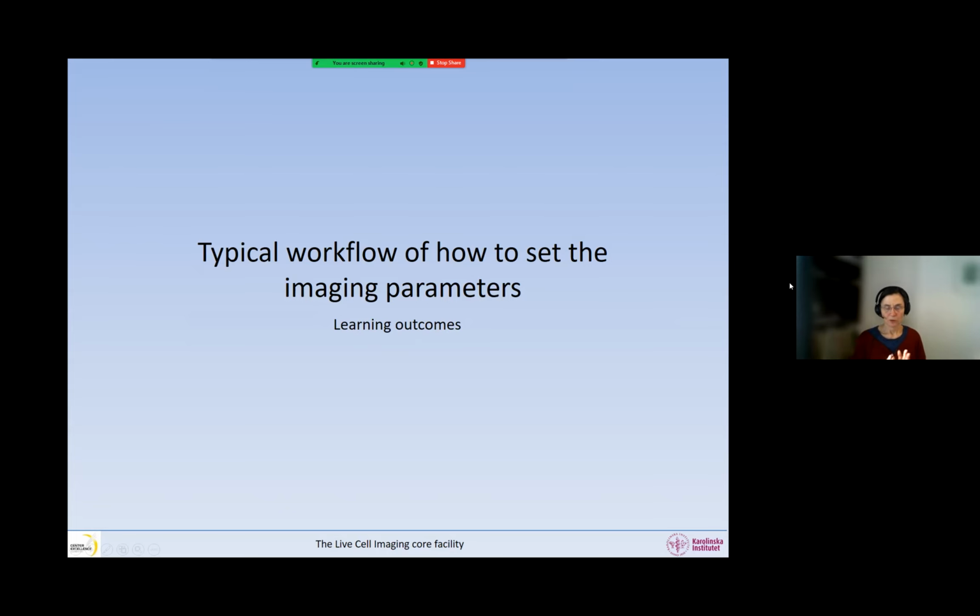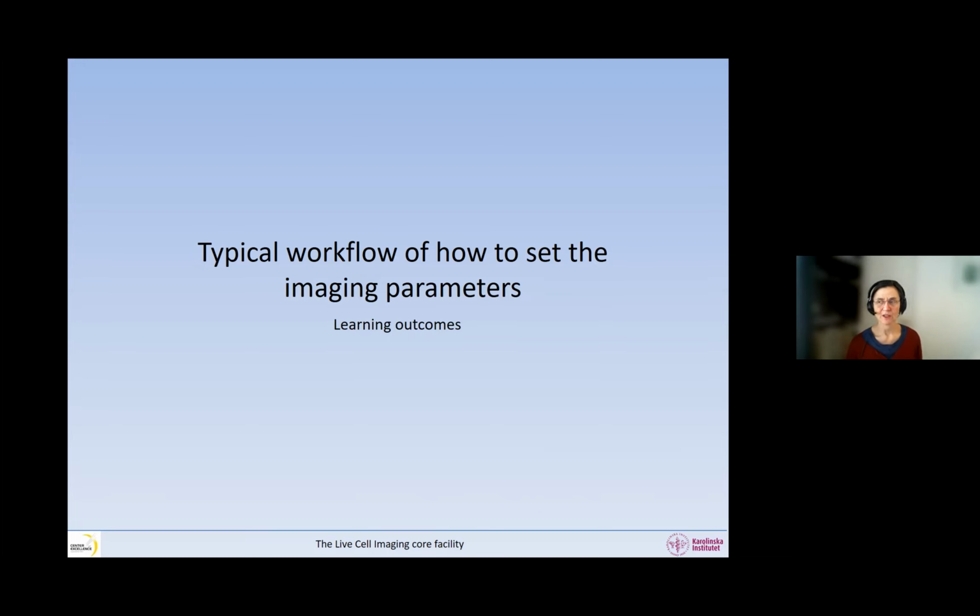Okay, so a typical workflow of how to set imaging parameters for both single point confocal, or non-single point confocals, camera-based systems. And this is not set in stone. This is a guideline for you to get started, especially on single point confocals. There's a lot of things that you can change, and the parameters influence each other. So it can be quite puzzling.